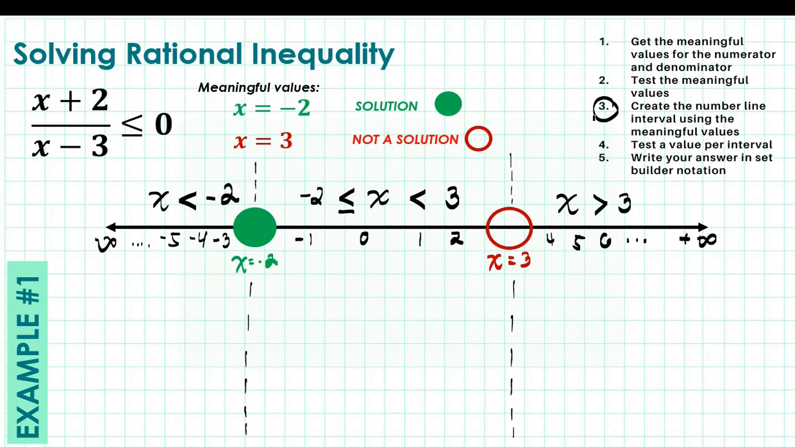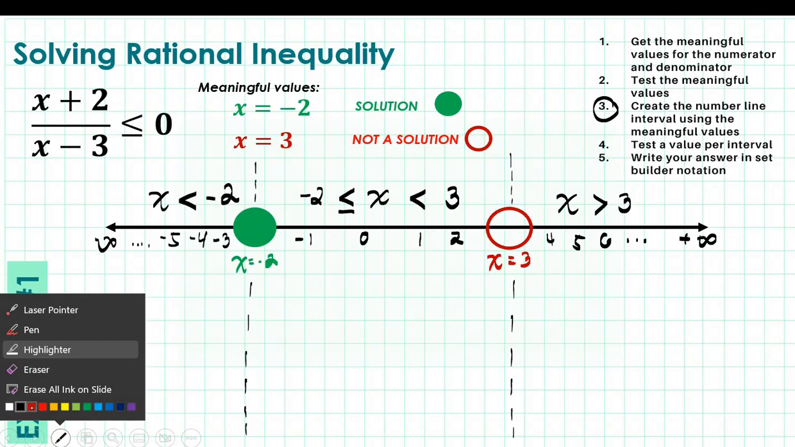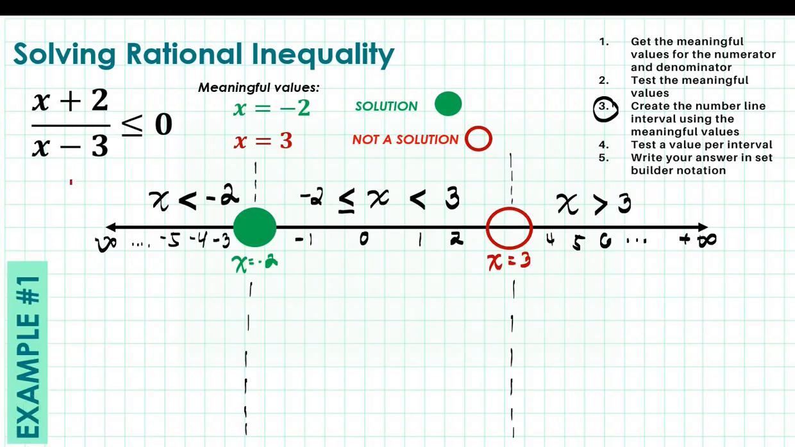For step 4, we will now test a value per interval. So to check and to know which among these 3 are solutions to the rational inequality, we will be choosing a value from the interval, substituting it to the inequality, and seeing if it will be satisfied. So for the testing part, for the first interval, we need to select a value of x less than -2. So I can just select -3. Then I'll substitute it to the inequality. So I'll test x equals -3 and see if it will satisfy the inequality.